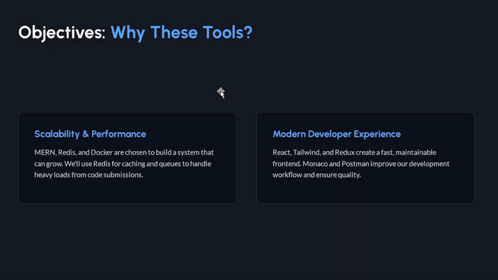Now let's move to our objective. Why are we using these? For a modern developer experience, we use React, Tailwind, and Redux to create a fast, maintainable frontend. We use Monaco and Postman to improve our development workflow and ensure quality.